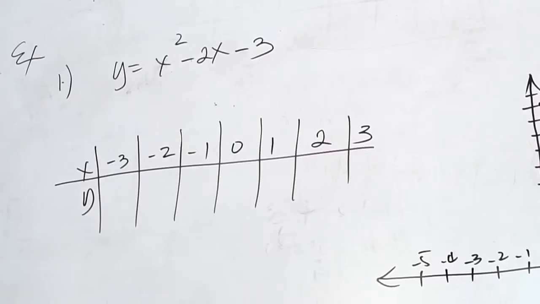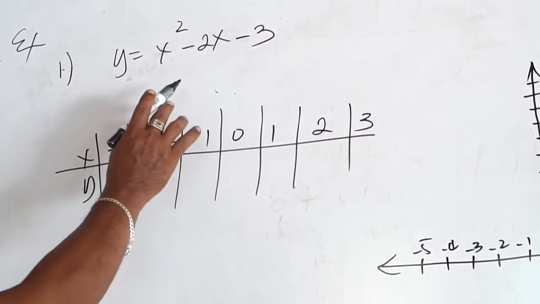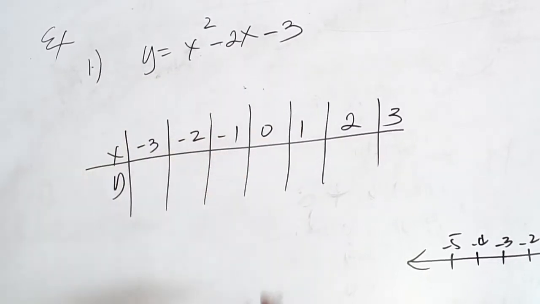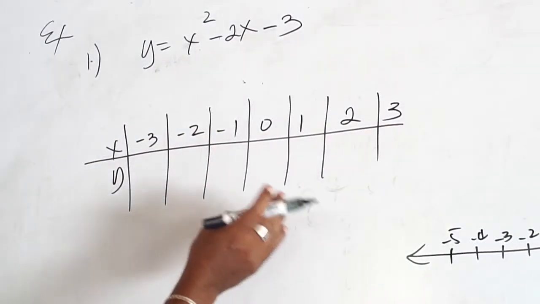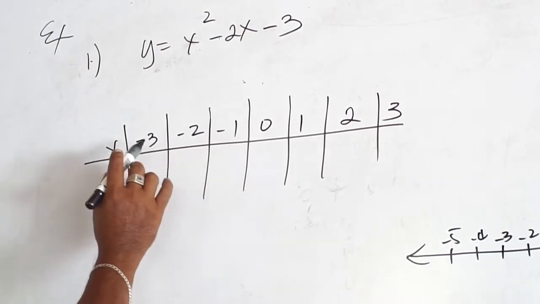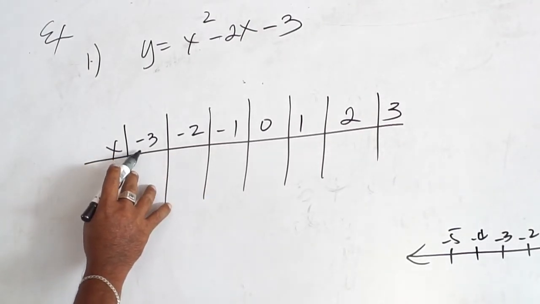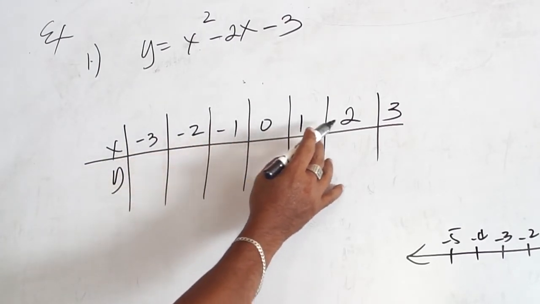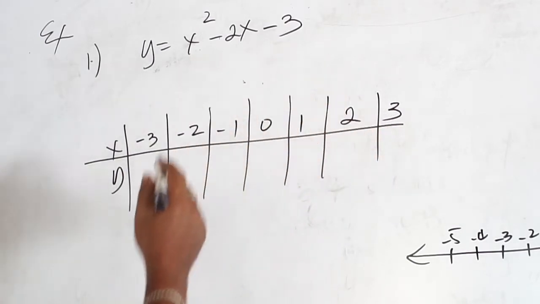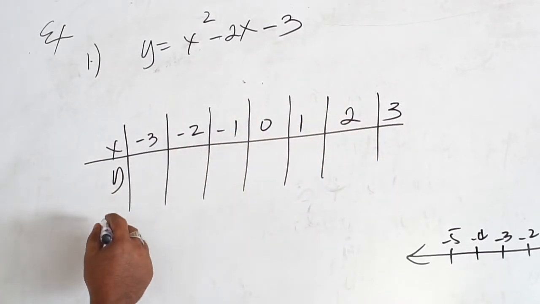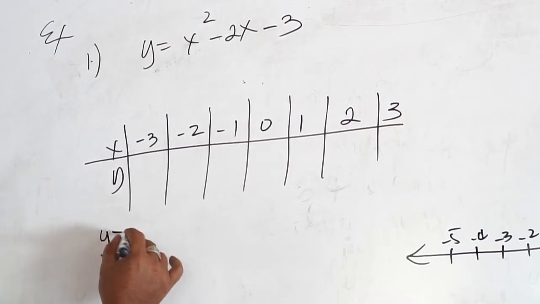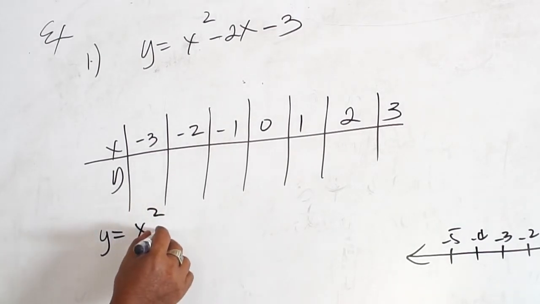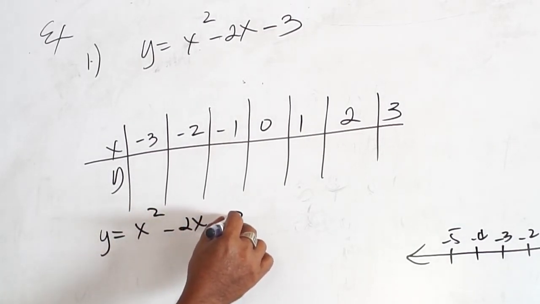For example, we have the given equation y equals x squared minus 2x minus 3. First, you are going to complete the table. We have the values of x: negative 3, negative 2, negative 1, 0, 1, 2, and 3. Then you have to solve for the value of y using the equation x squared minus 2x minus 3.